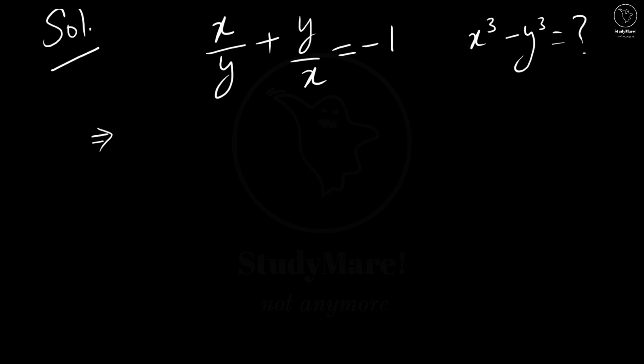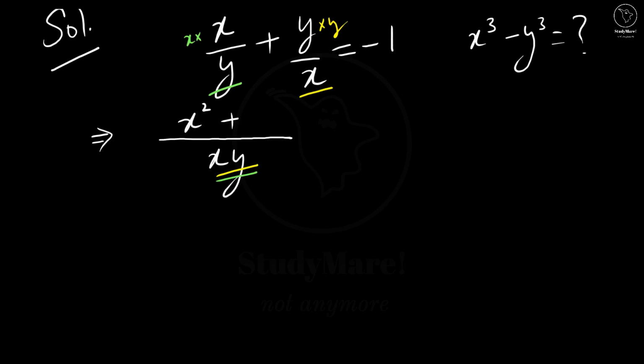Let us simplify this. If we take the LCM of the denominators, we get xy. xy is in the denominator. LCM is xy. So xy divided by y gives us x, and this x gets multiplied over here, thus giving us x square here. Then we have the plus sign. Now this xy is divided by x, giving us y, and this y gets multiplied over here, giving us y square is equal to minus 1.